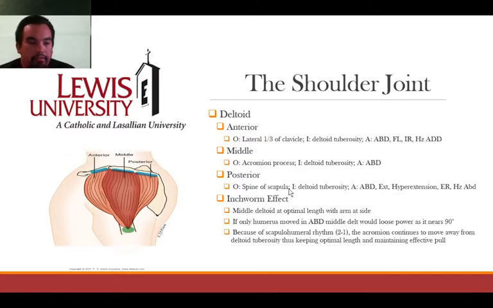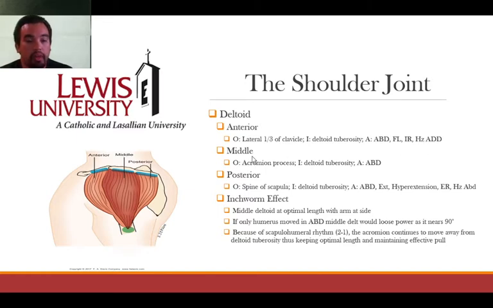We then have the deltoid muscle. The deltoid muscle has 3 different portions, the anterior, medial, and the posterior portion. The anterior portion originates on the lateral 1/3 of the clavicle, and it inserts on the deltoid tuberosity in the middle of the humerus there. The action is abduction, flexion, internal rotation, horizontal adduction.